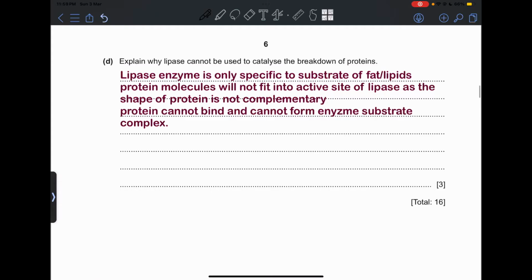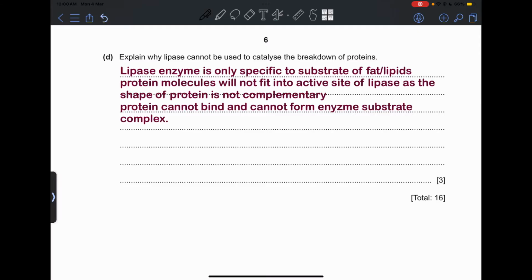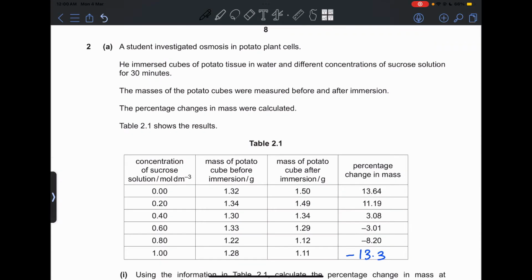So this is the problem with why you cannot just use any enzyme. The enzyme has to be complementary to the active site. The substrate has to be complementary to the shape of the active site so that they can bind and they can actually form the enzyme substrate complex, and it can catalyze the reaction. So this is why. Now for question 2a, a student investigated osmosis in potato plant cells.